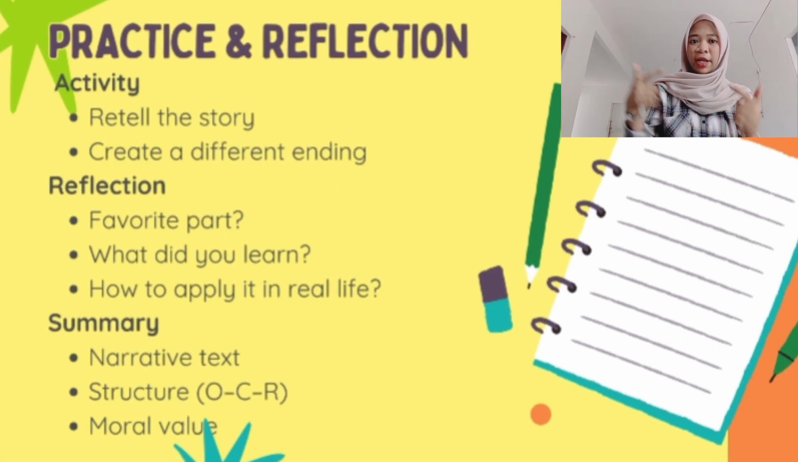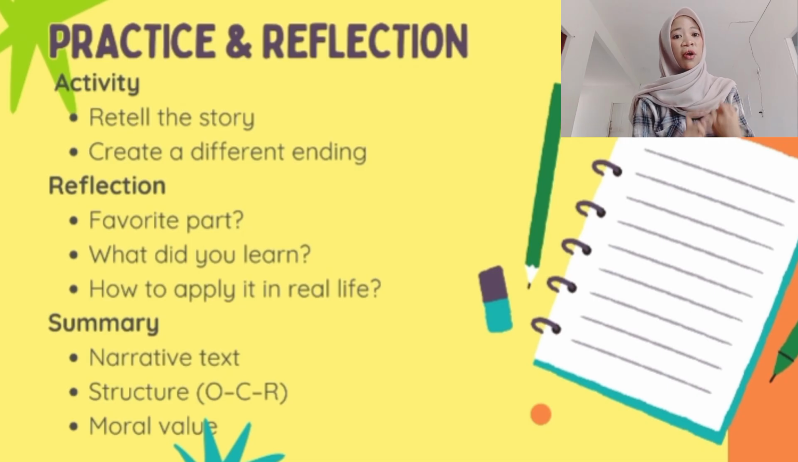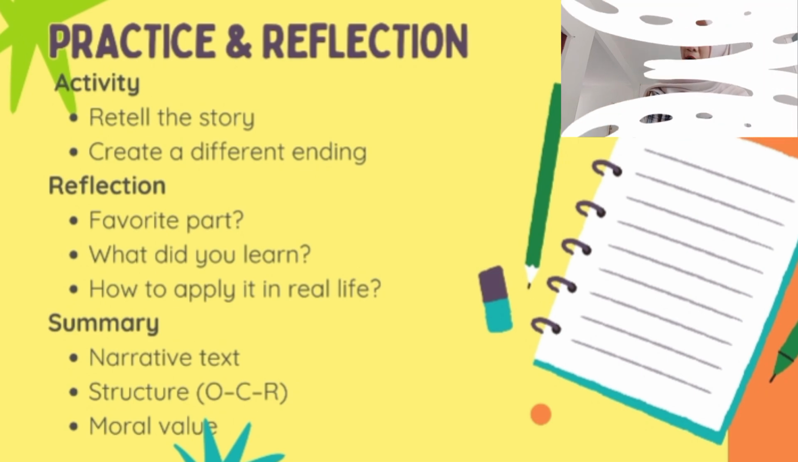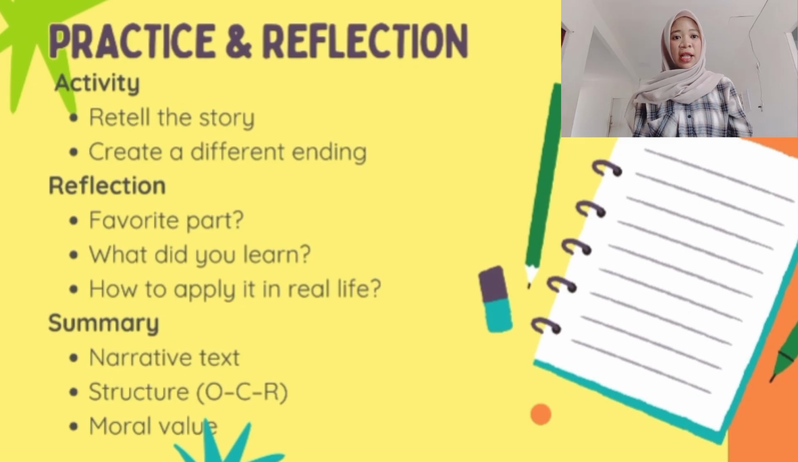Now it's your turn. You can try one of these activities. Retell the story using your own words or create a different ending. For example, what if the lion didn't help the mouse at the beginning? Would the story end the same way? Think about it. Before we finish, let's reflect for a moment. What part of the story do you like the most? What lesson did you learn today? And how can you apply it in your daily life? You can write your answer in the comment section below.